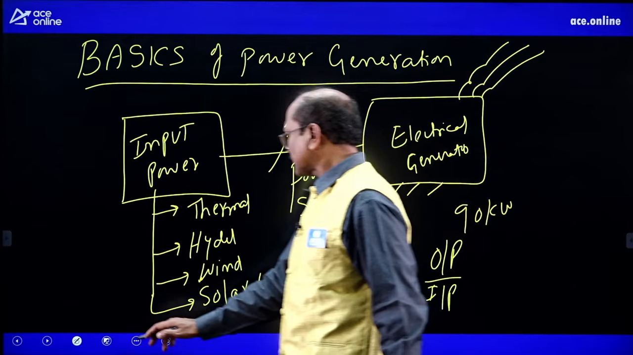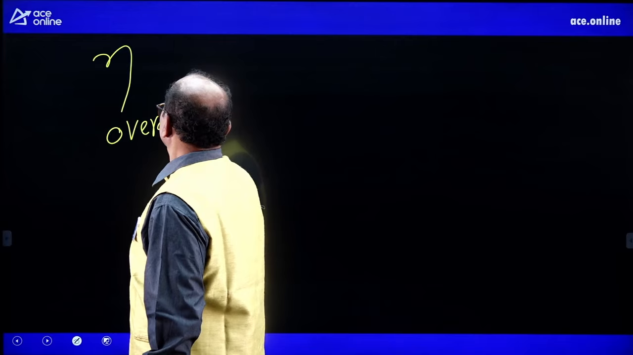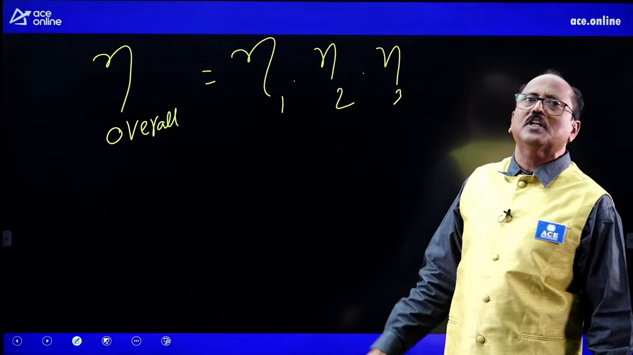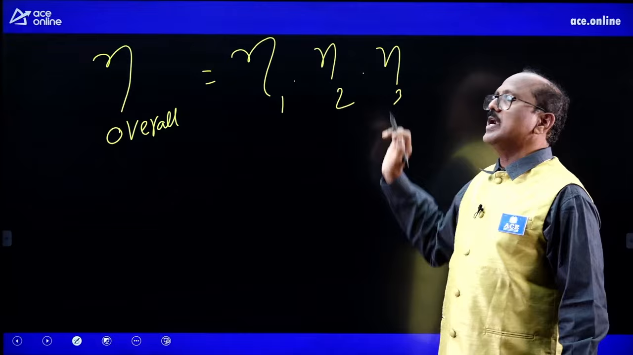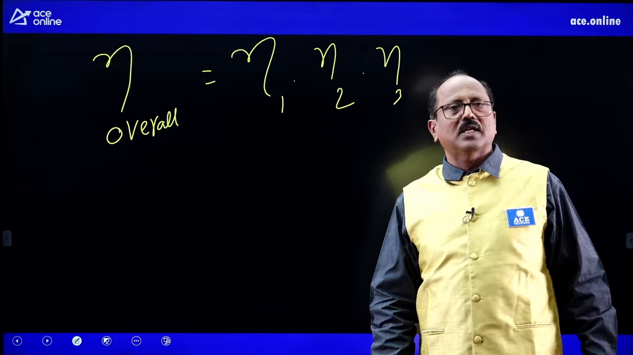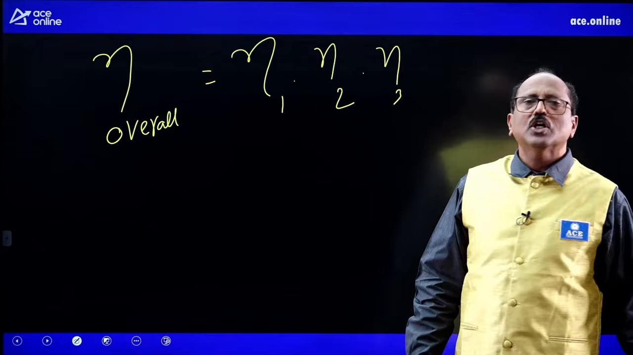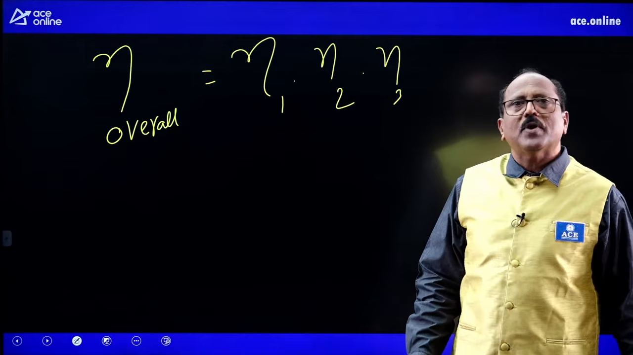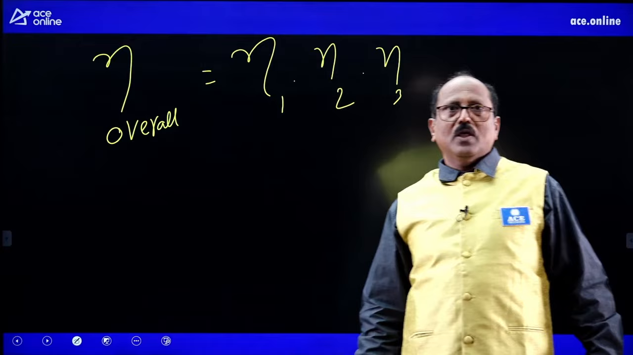So overall efficiency is equal to the product of the efficiencies of the components in series. This question appeared in the EEE examination: 0.9 boiler efficiency in a thermal power plant, 0.9 efficiency of the turbine, and 0.9 efficiency of the electrical generator. 0.9 into 0.9 is 0.81, multiply by 0.9 gives 0.729, so overall efficiency is 73%. By increasing the intermediate component efficiencies, you will get better overall efficiency. That is called optimization. So these are the basics, right?